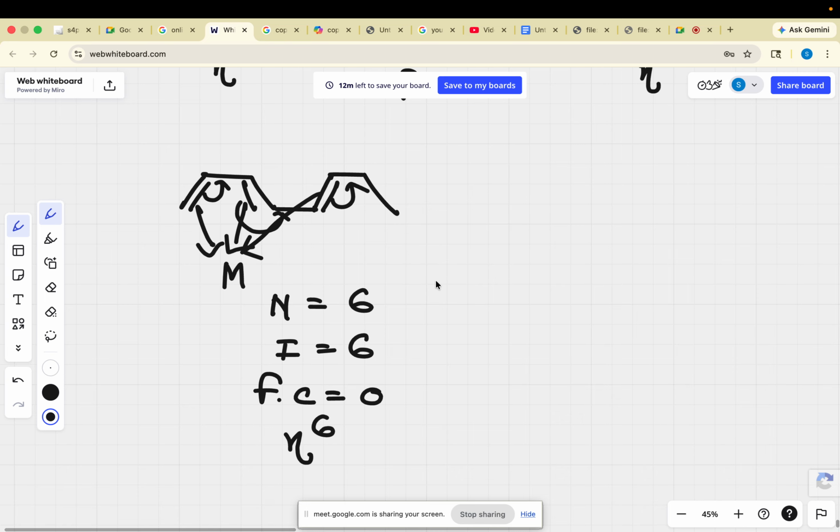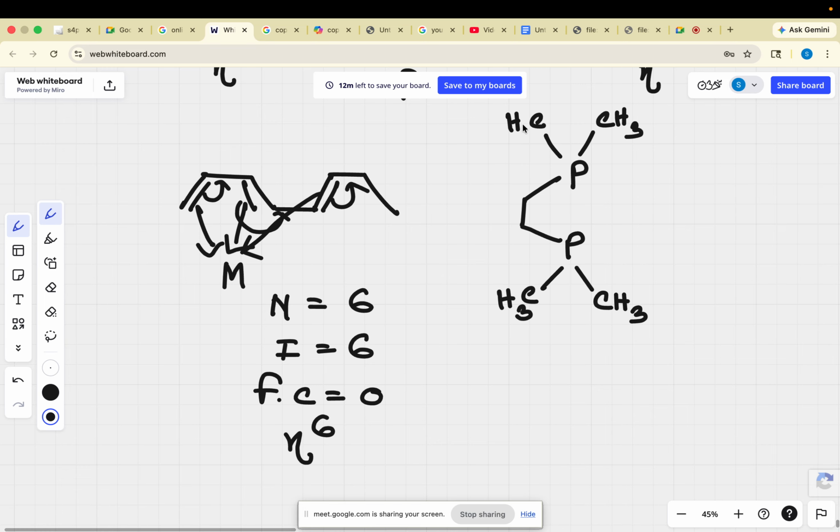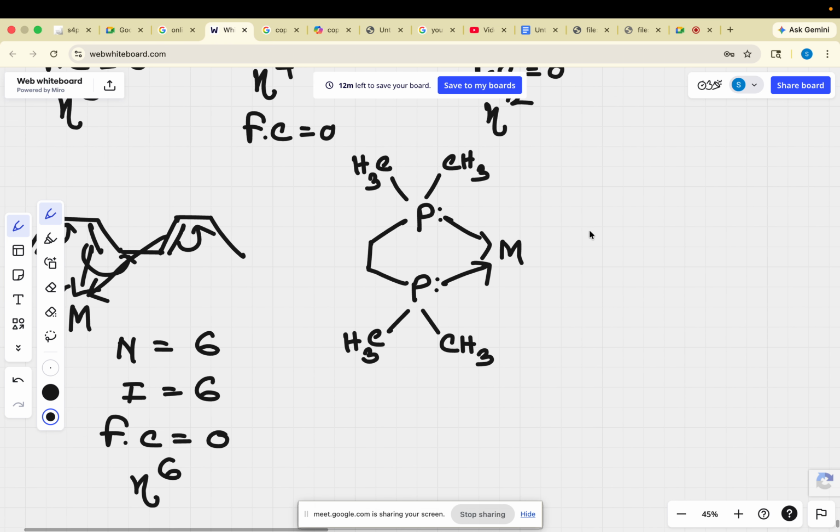Right? Suppose you have a system like this. Phosphorus is there. You have two methyl groups here, as well as you have two methyl groups here. So phosphorus has a lone pair, and now it is donating electrons to the metal center. This phosphorus is also donating electrons to the metal center. So now tell me, neutral method how many electrons, ionic method how many electrons?